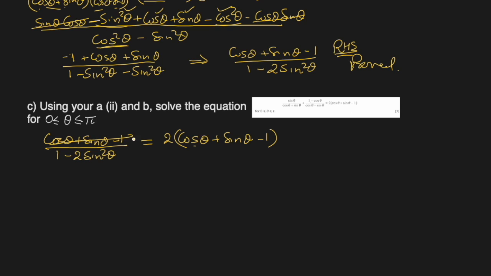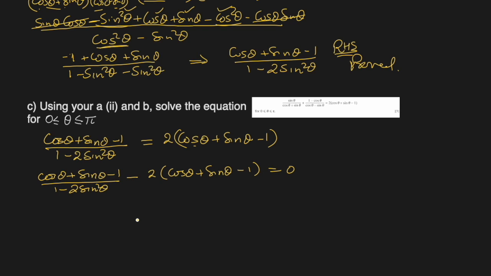We can simply cancel them, but no, this is the big mistake students make in excitement. This is not what we should do. We should bring it to the left side. So it becomes cos theta plus sin theta minus 1 over 1 minus 2 sin square theta, minus 2 into cos theta plus sin theta minus 1, equal to 0, right?